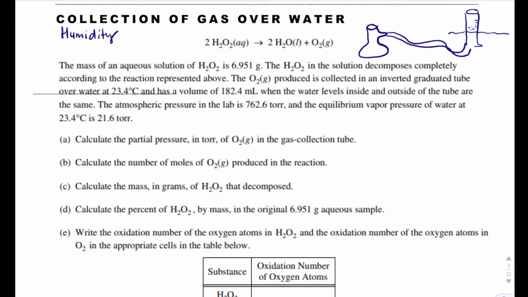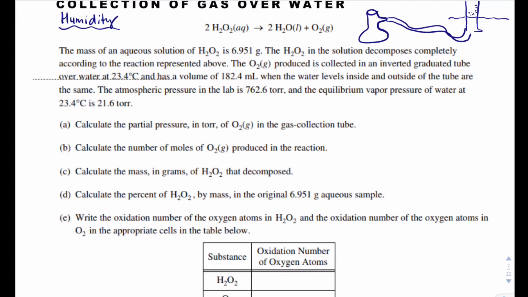It should be pretty straightforward, but most students would actually get this wrong on the AP chemistry test because they would forget the humidity part. So we have a sample of hydrogen peroxide, and if it's an aqueous solution, that means most of it is water, not all of it is hydrogen peroxide, and so it's 6.951 grams. The H2O2 solution decomposes completely, and this is the reaction above. We get some oxygen gas collected in an inverted graduated tube over water at 23.4 degrees Celsius, and it has a volume of 182.4 milliliters, when the water levels inside and outside the tube are the same.